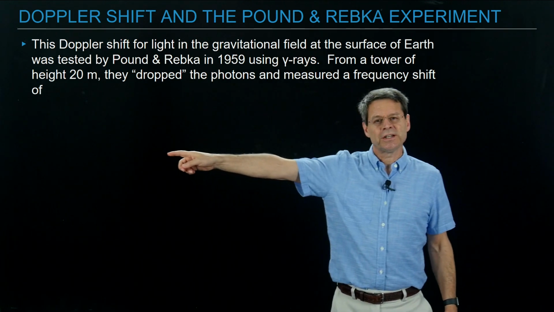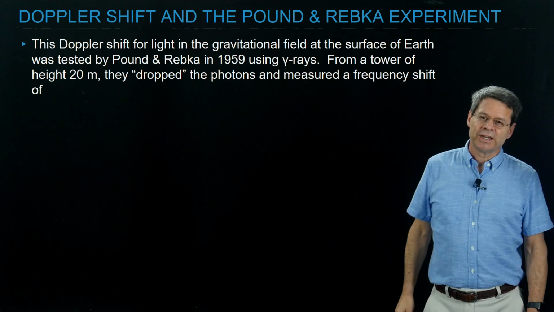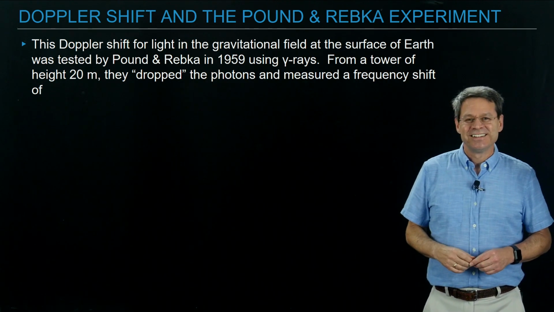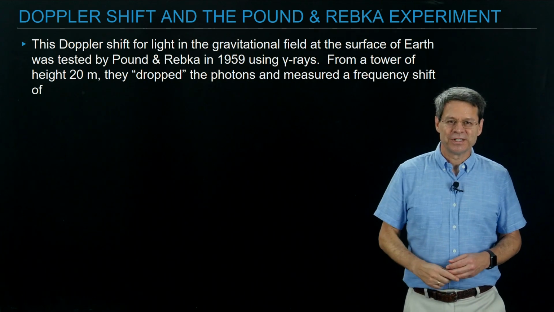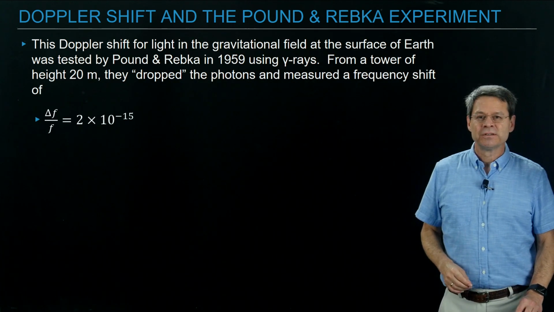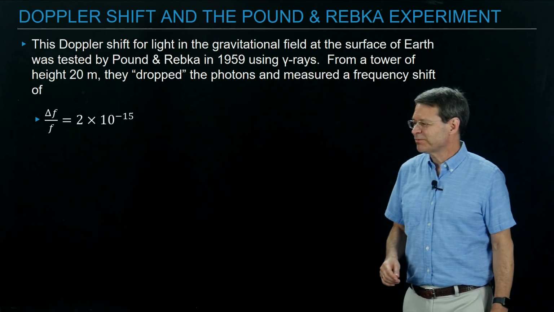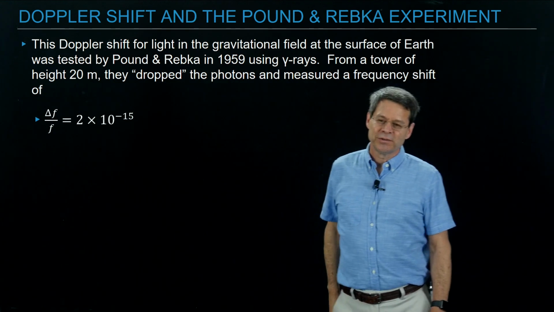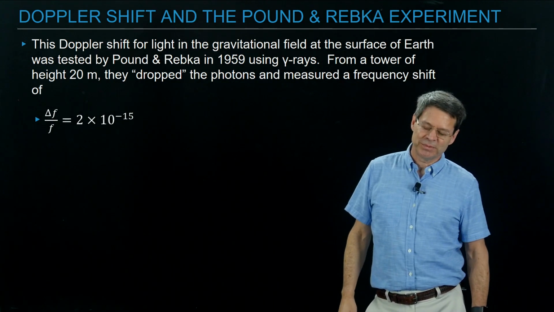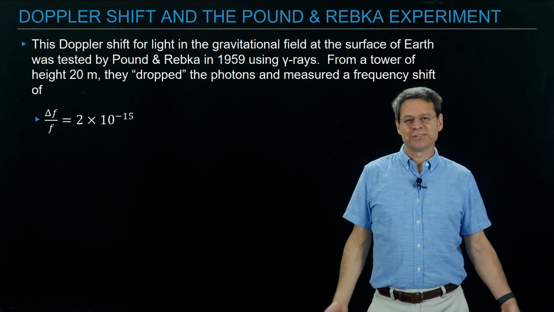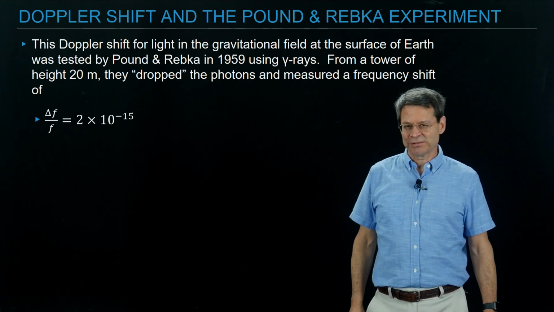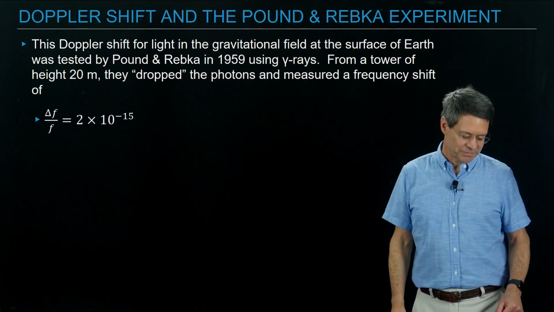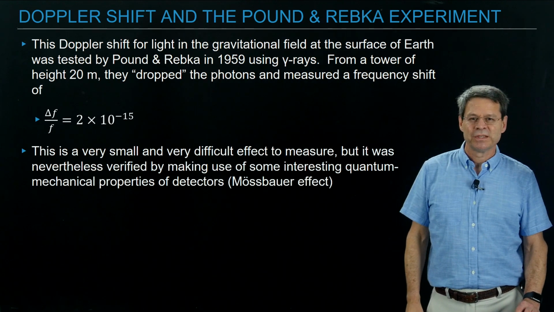Now, the tower they used had a height of 20 meters, and sending the gamma rays down means dropping the photons, if you like, to the ground where you have your receiver. And they can measure the frequency shift. And that calculated frequency shift and what they're trying to measure, delta f over f, for a 20-meter height, plugging in the speed of light squared in the denominator and the acceleration due to gravity of 9.8 meters per second squared, was just 2 times 10 to the minus 15. That's a very tiny fractional change in the frequency.